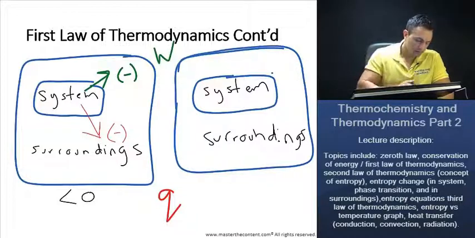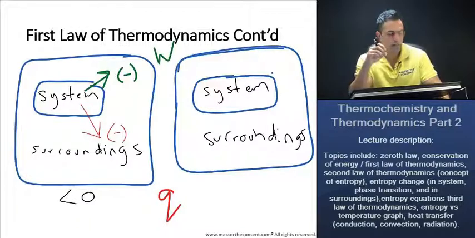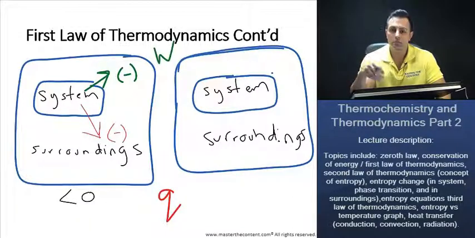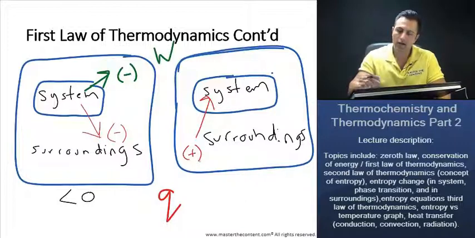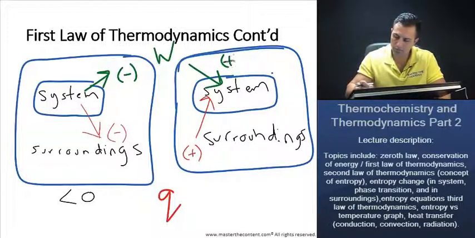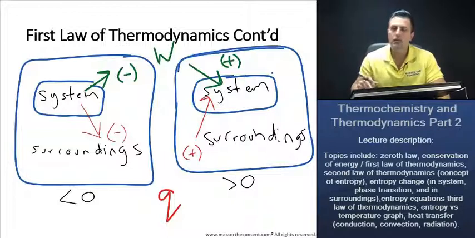So what would happen if the energy enters the system? Then the values would be flipped. If heat goes into the system from the surroundings, then the heat value is going to be positive. If work or heat is absorbed by the system, and if work is done on the system, then the value is going to be positive. The values here are going to be greater than 0.